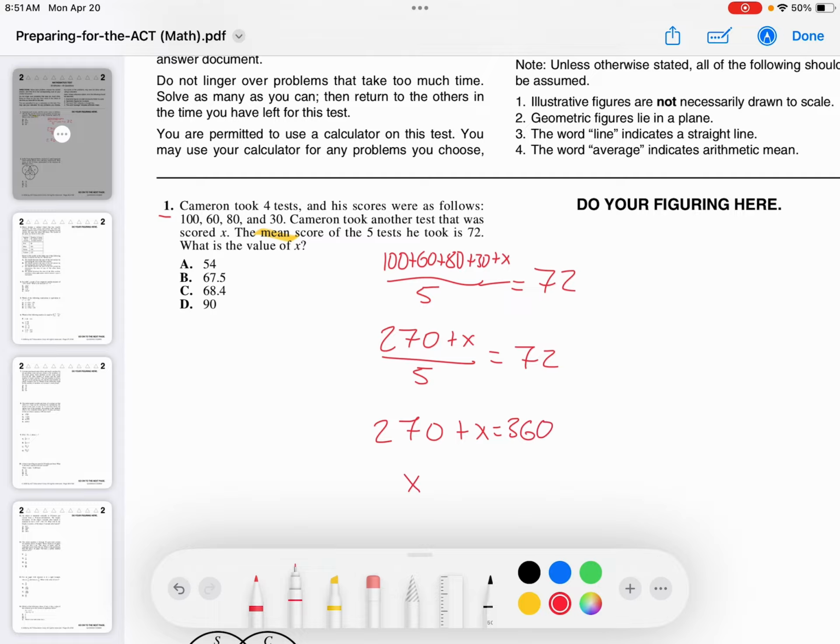And then I can subtract 270 from both sides. Here, let me put in the math that I'm doing. Multiply by 5. Here I'm going to subtract 270. And 360 minus 270 is 90. So that should be what I'm looking for. Looks like that's one of my options, and so hopefully that's the right answer. We'll see.